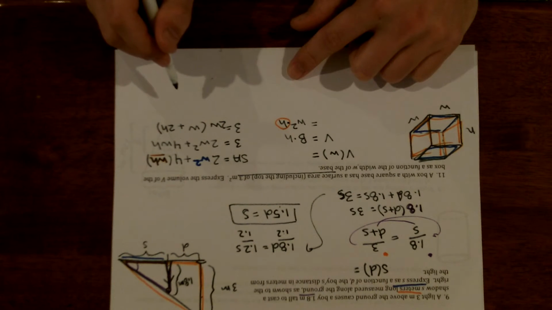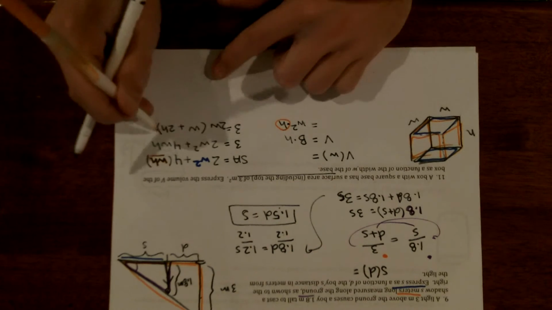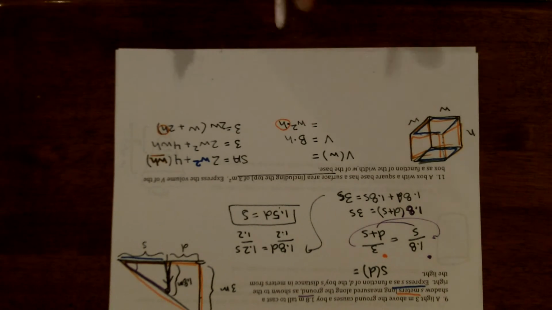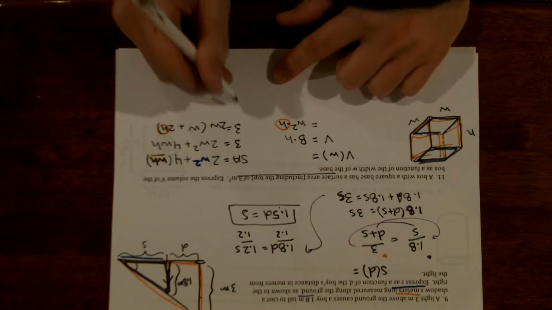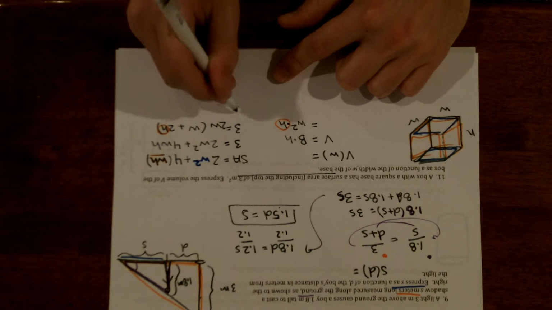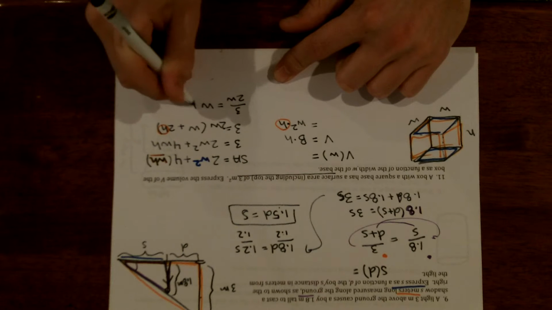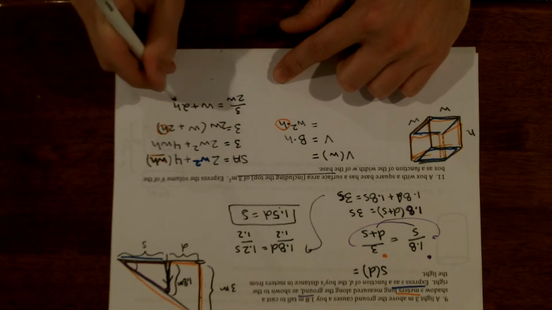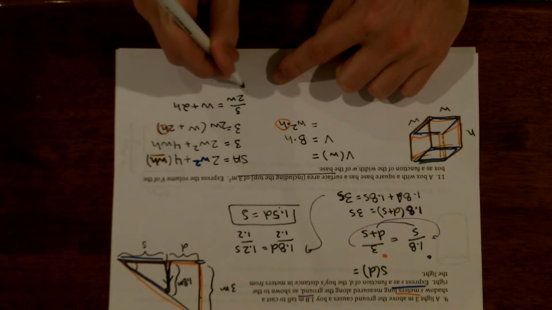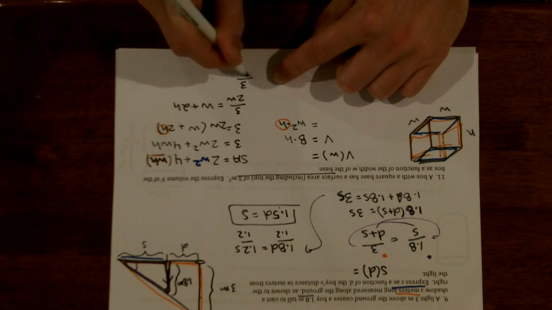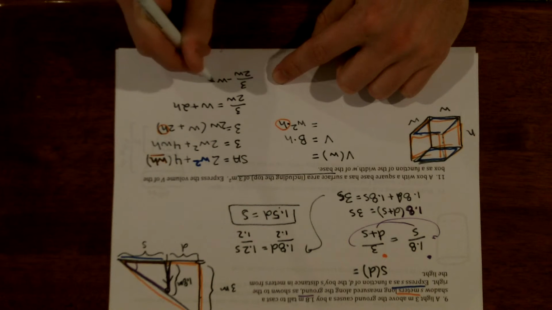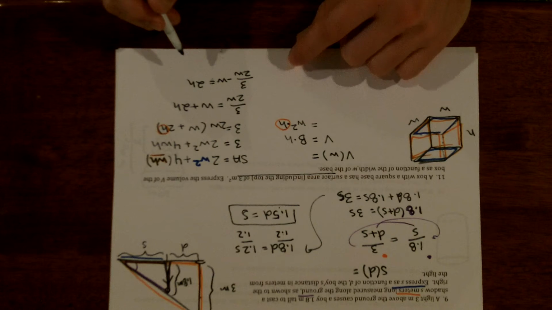Okay, and remember, my goal is just to find something in terms of H. So I want to get everything away from H. With that being said, I'm going to divide by 2W. So 3 divided by 2W, which equals W plus 2H. Still looking for H, so I can subtract this W away. So 3 over 2W minus W equals 2H.